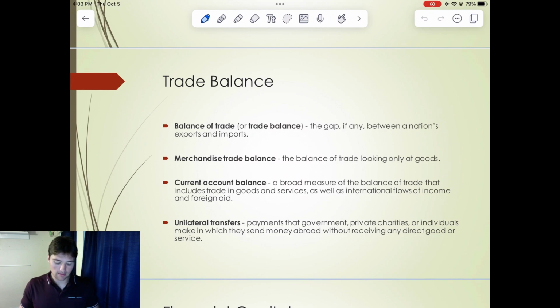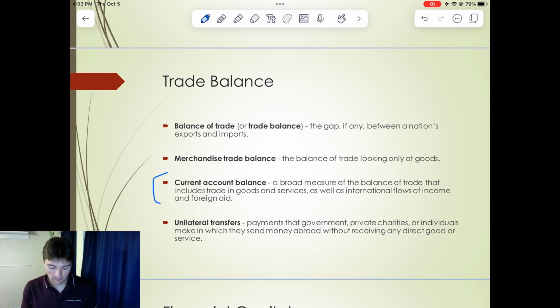We could look at the merchandise trade balance, which is the balance of trade looking only at goods. We could trade other things, and that's where the current account also comes in. This is where we're looking at the trade of goods and services. We're also going to be looking at the flow of international income, and foreign aid. So the current account is looking at more than just goods and services. It's also looking at, hey, if I invested in another country and they're going to be returning money to me, that is going to be accounted for in the current account balance.